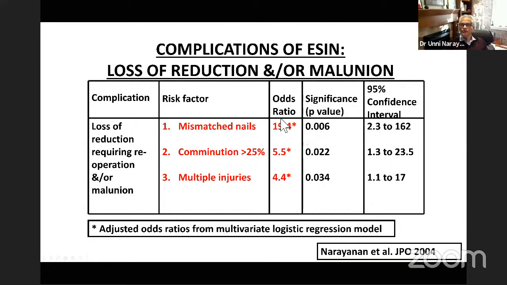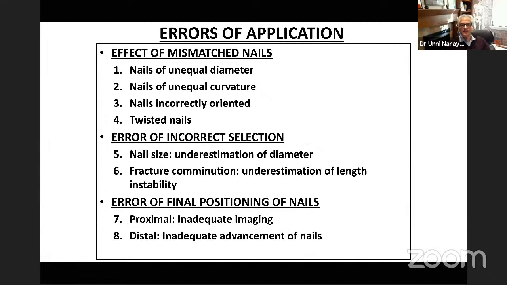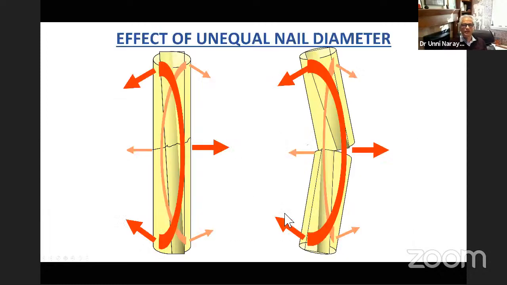Loss of reduction and/or malunion are, in a multivariate analysis, related to use of mismatched nails. There's a 20-time increased likelihood that you would get a loss of reduction if you use mismatched nails. If you use it in comminuted or length unstable fractures, a 5-time increase, and in the context of multiple injuries. So the errors come from errors of application, errors of incorrect selection, and errors of final positioning. So we'll go through some of these very quickly as examples.